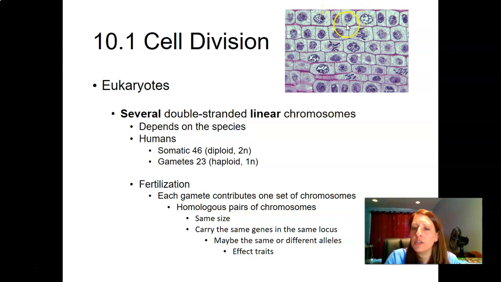Take a look at this cell right here. This looks like it just divided into two. Looks like this is the tail end of mitosis. So we might say that this is cytokinesis, and we're about to produce two totally separate cells here. Okay, pretty neat.